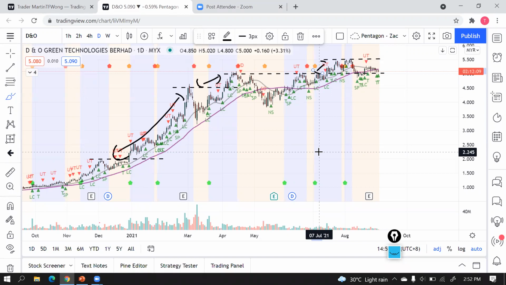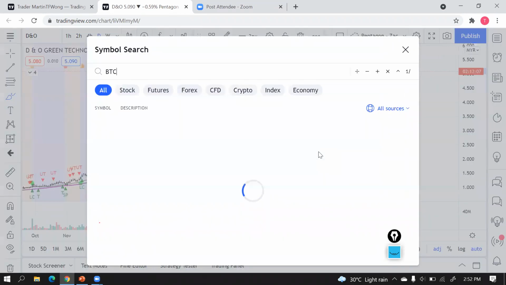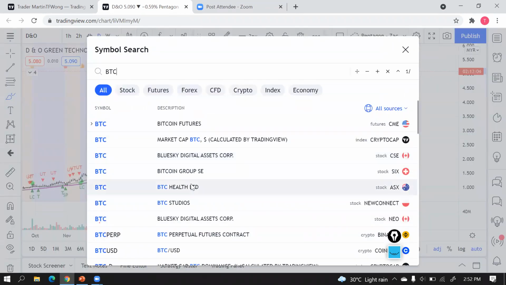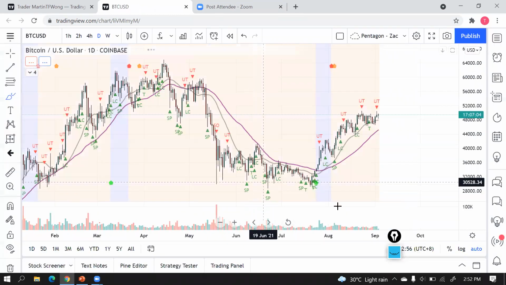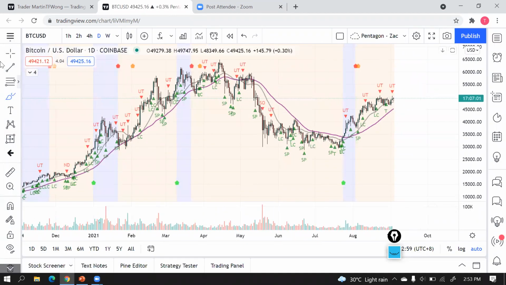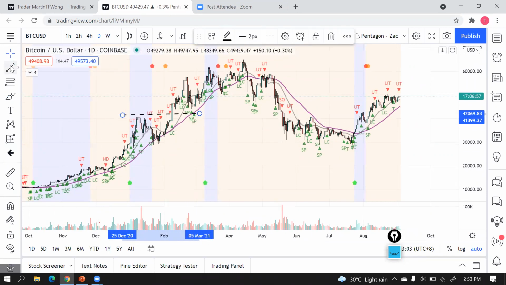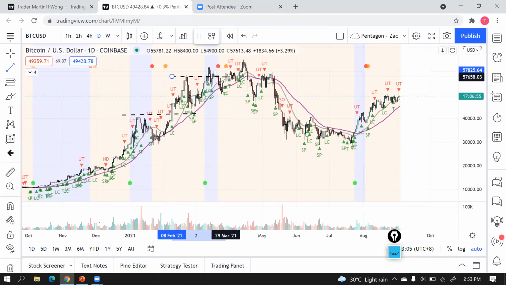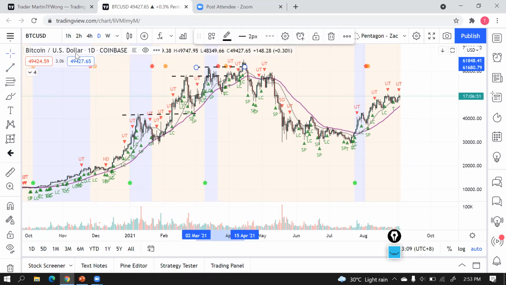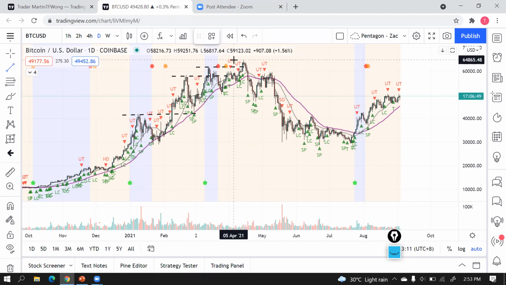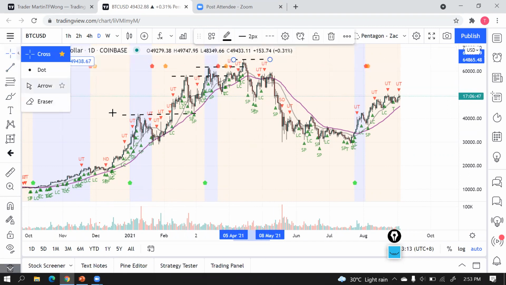Okay, another way to see this. I think BTC is also having the same thing. This is more obvious. Okay, 1, 2, 3, and 4. Let me zoom in.